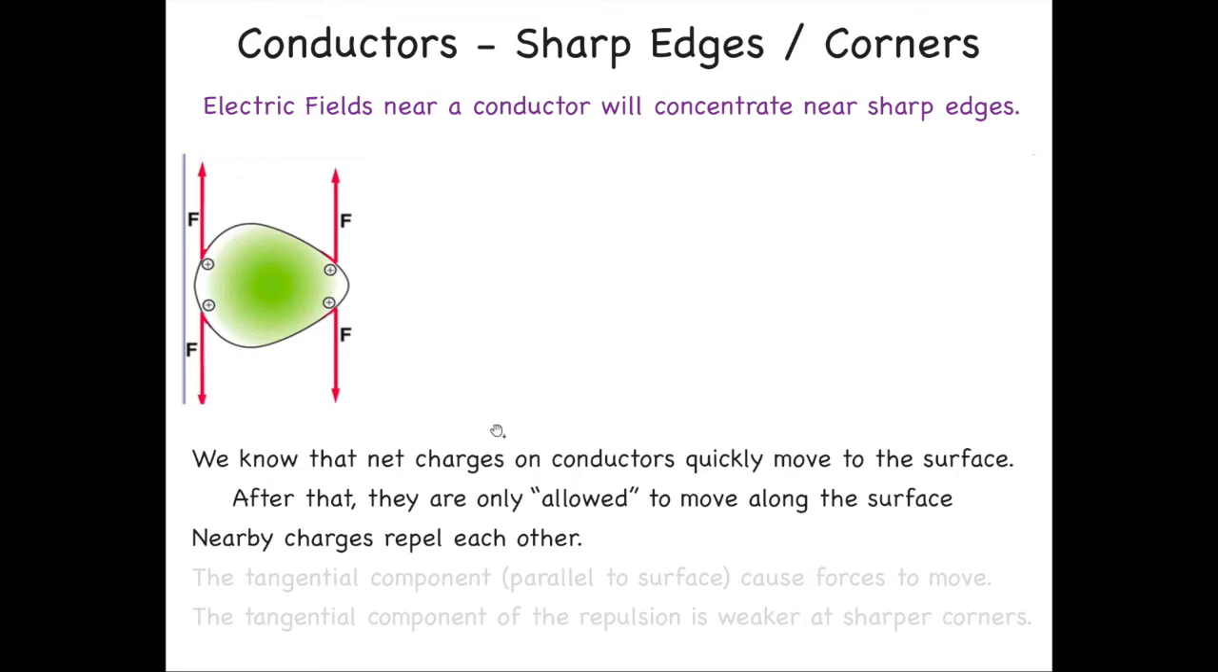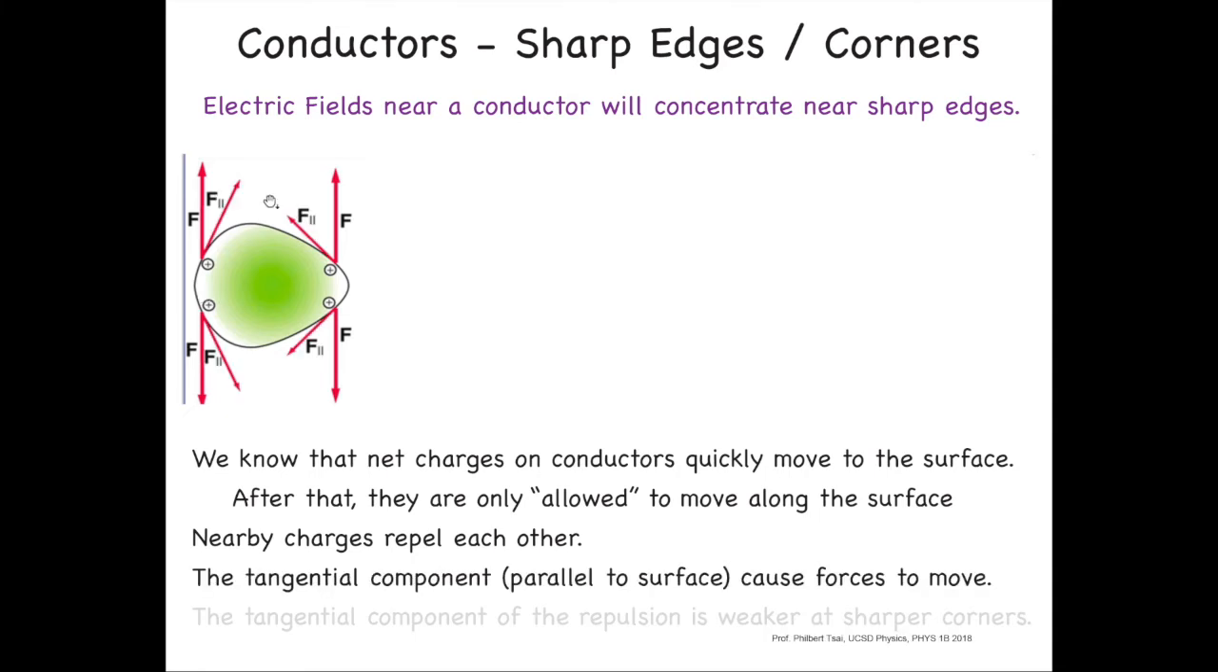But we know that these guys are constrained to move along the surface, right? They're not going to jump off of the conductor. We're not going to work in that regime. And they can't move into the conductor. So they can only move along the surface in the tangential direction, right? So tangential meaning, again, parallel to the surface. The tangential component will actually be able to cause the charge to move, because that's the only way it can redistribute itself. We just said that that's what happens. It distributes itself along the outer surface.